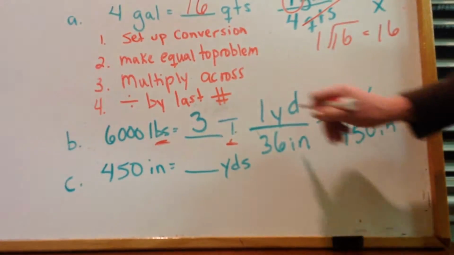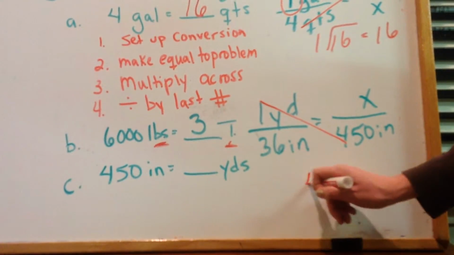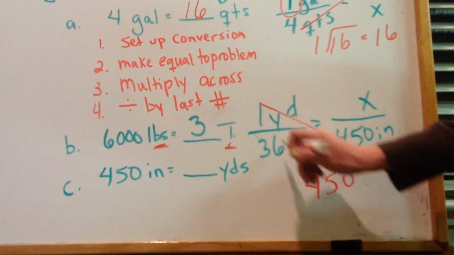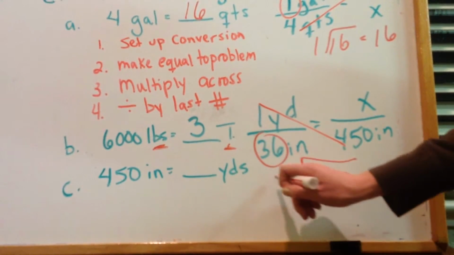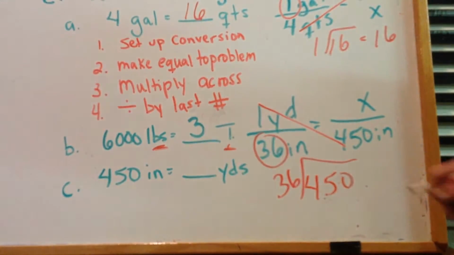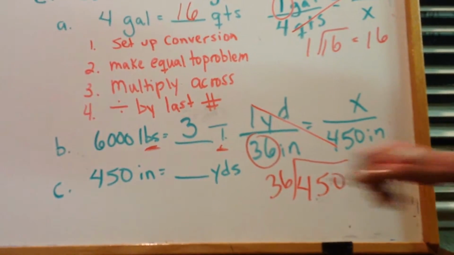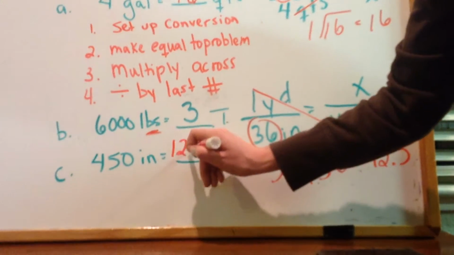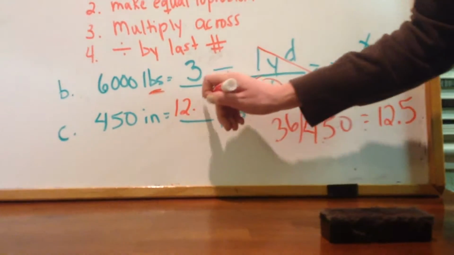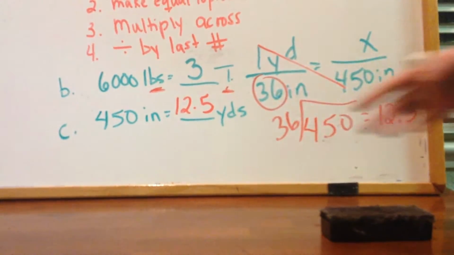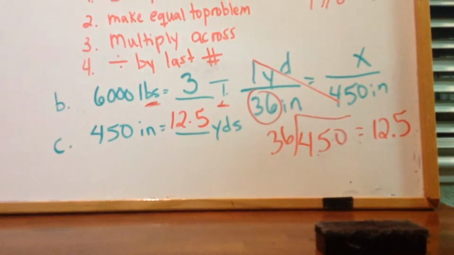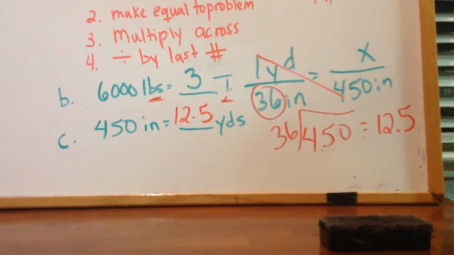We multiply across. 1 times 450 is 450. We divide by what's left over. And I just happen to know that 36 goes into 450 12 and a half times, 12.5 times. How do you know? I tried the problem before the video. Yay, me being prepared. So 450 inches is the same as 12 and a half yards. So that's what you're going to be doing today. Good luck.